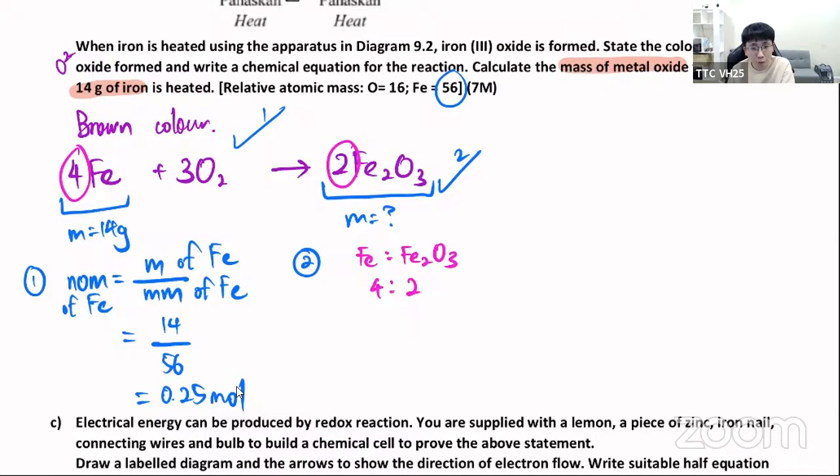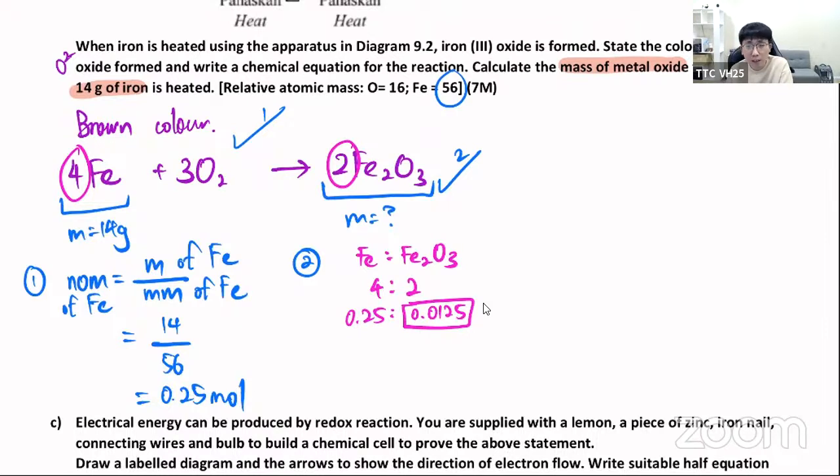Okay, 4 to 2. So if it's 0.25 for Fe, what is the value for this? Then that will be the number of mole of Fe2O3. So ratio 4 to 2 means it divides by 2, right? So Fe2O3 also divides by 2, we'll get 0.125. Can I, guys?